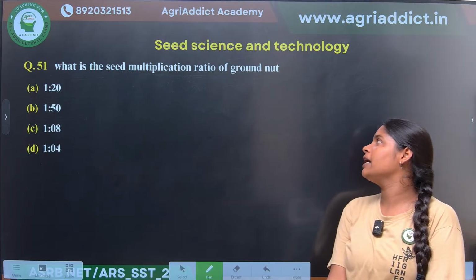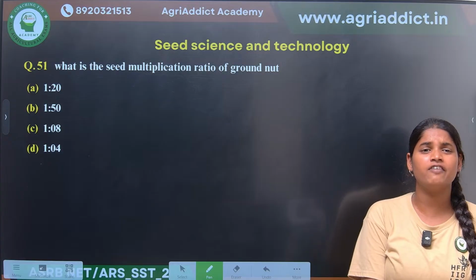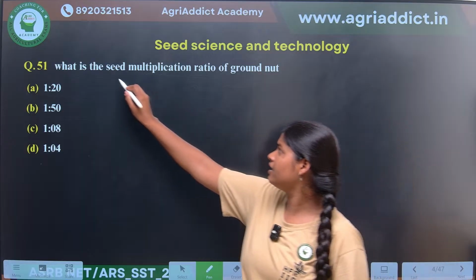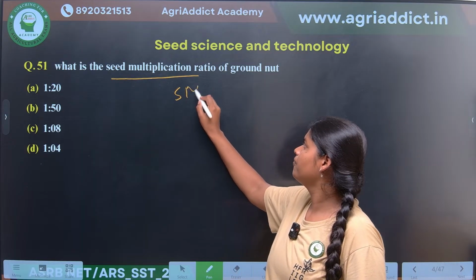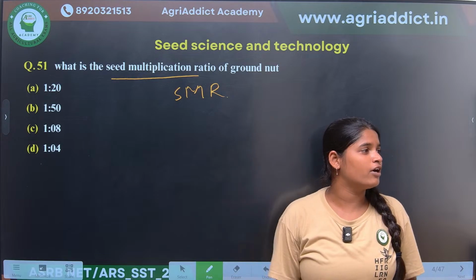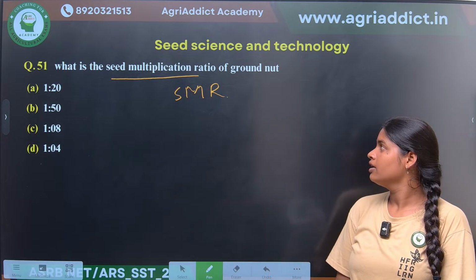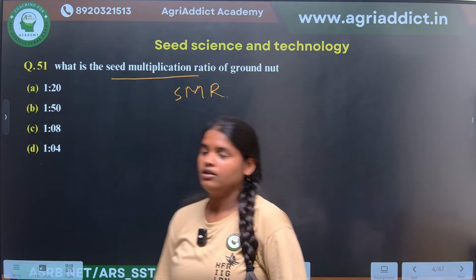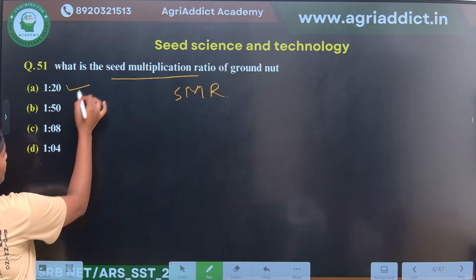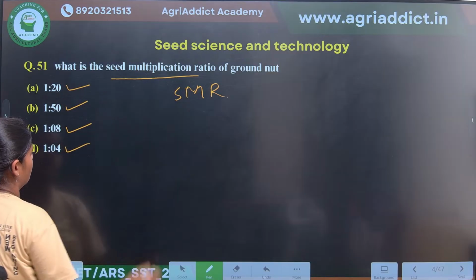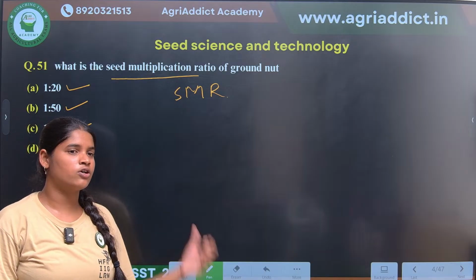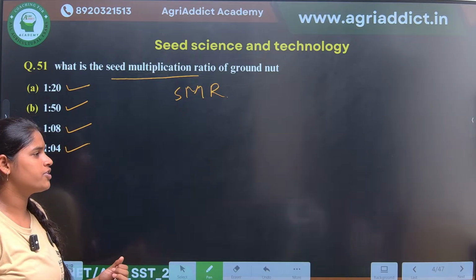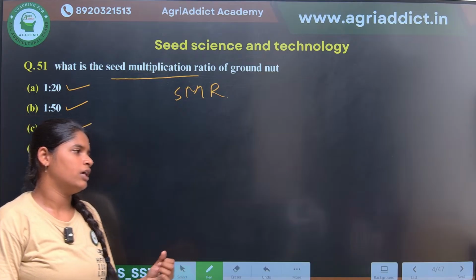What is the seed multiplication ratio of groundnut? A very, very important topic for the exam, where you will get very direct questions on SMR, seed multiplication ratios. So try to answer this. SMR of groundnut. See the options first: 1:20, 1:50, 1:8, and 1:4. You have to remember these things because these are factual. Okay, Akash answered 1:4, and others.